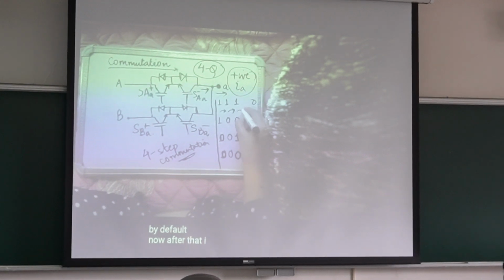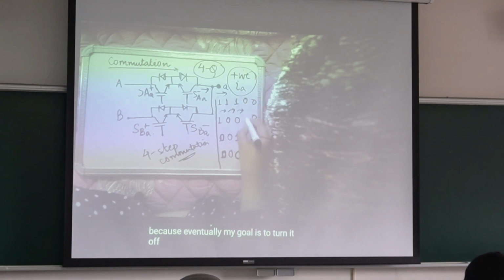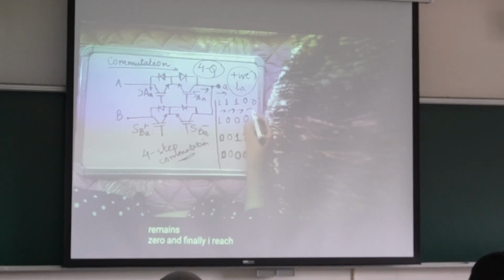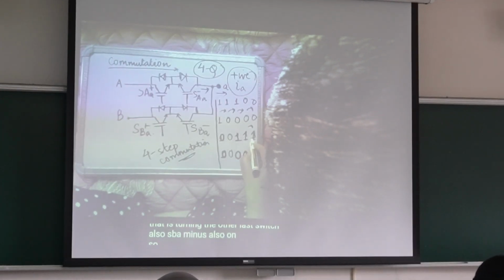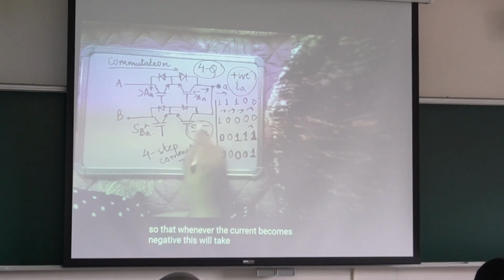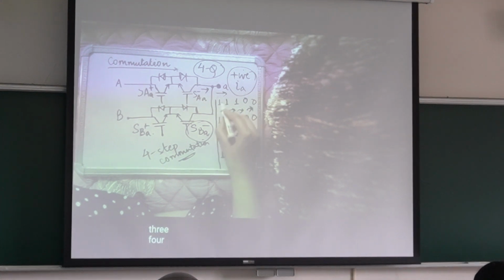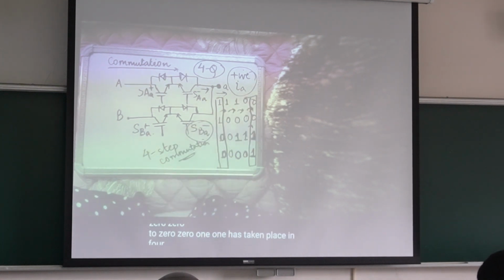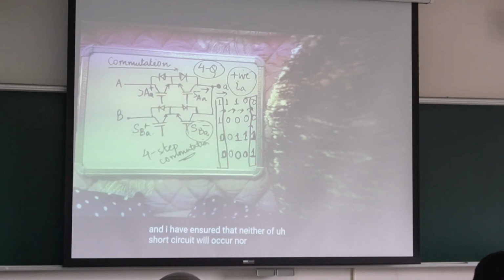Now after that, I will turn off SAA plus because eventually my goal is to turn it off. This has already been turned off, this has already been turned on, and this remains 0. And finally I reach my final goal, that is turning the last switch, SBA minus, also on, so that whenever the current becomes negative, this will take over the current as well. So this happens in 4 steps: 1, 2, 3, 4. Commutation from 1100 to 0011 has taken place in 4 steps, and I have ensured that neither a short circuit will occur nor a current open circuit will occur.